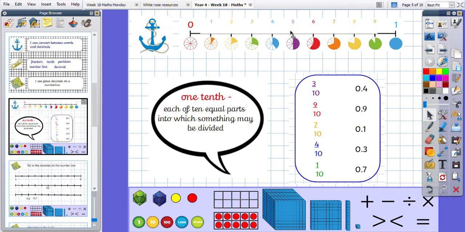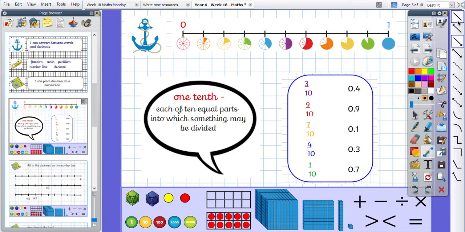Okay, and then how would we show these fractions as decimals? So pause the video, have a little look. Okay then, 3/10 is 0.3, 9/10 is 0.9, 7/10 is 0.7, 4/10 is 0.4, and 1/10 is 0.1. Well done.